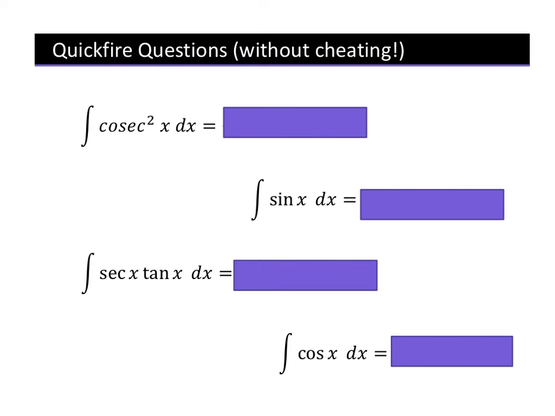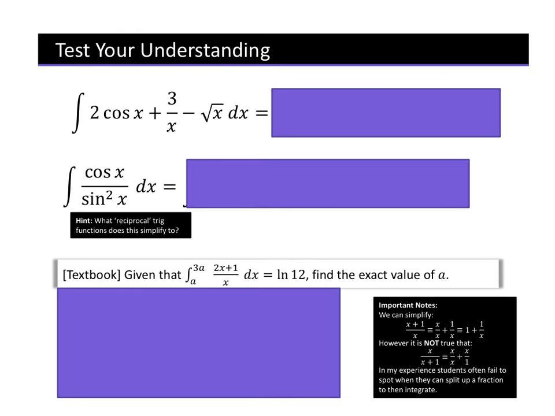Okay, are we ready? Minus cot x plus c. Sin x is minus cos of x plus c. Sec tan, we know, is just sec of x plus c. And cos of x is sin of x plus c. So, very quickly, test your understanding. You know how to do this.